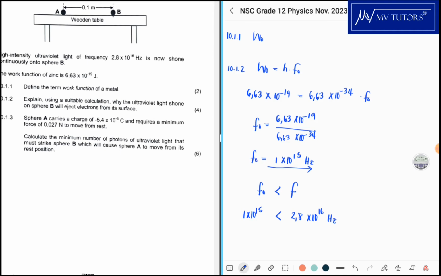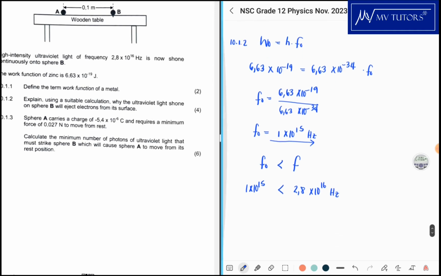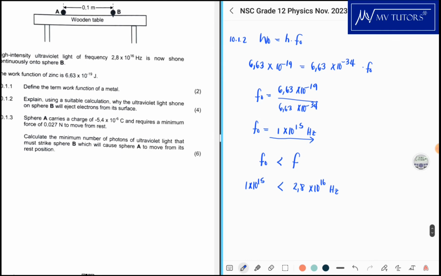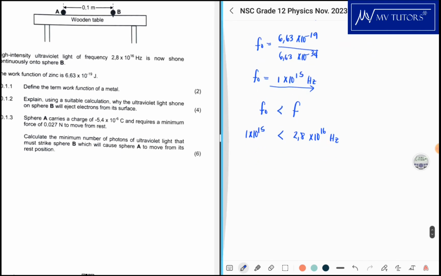Okay, so again, the question was saying, explain using a suitable calculation why the ultraviolet light shone on sphere B will eject. It will eject because the frequency is higher than the threshold frequency. You could have also calculated the energy, okay? And if the energy there was higher than the work function, then that would also work out. And now 10.1.3.